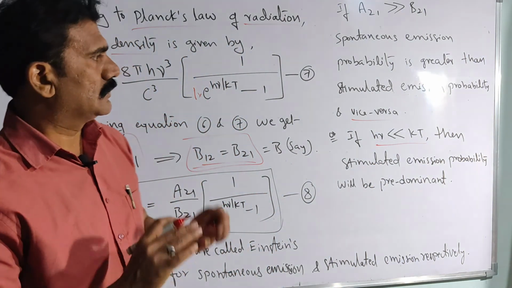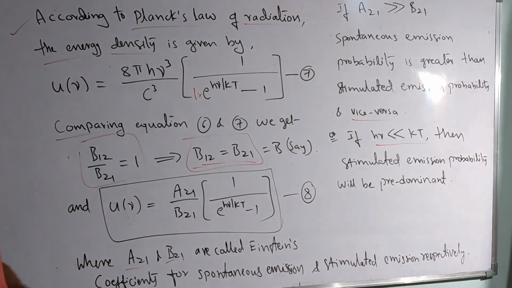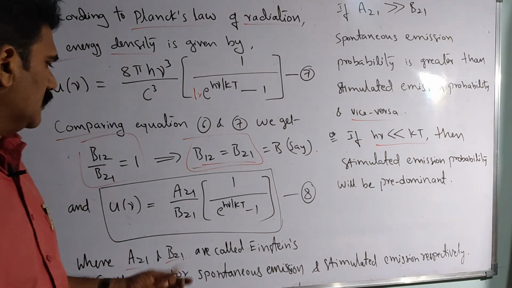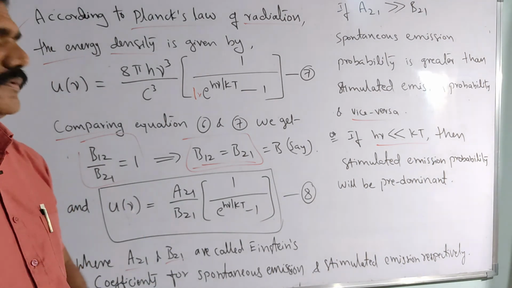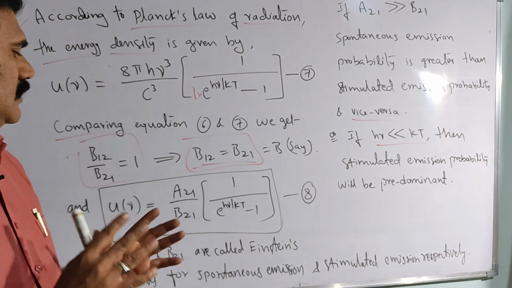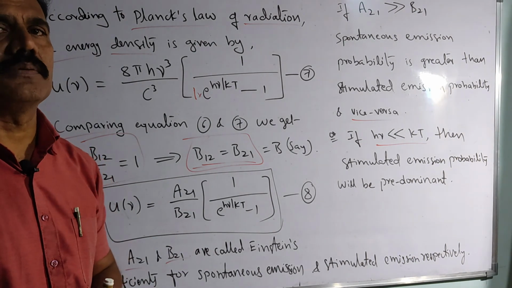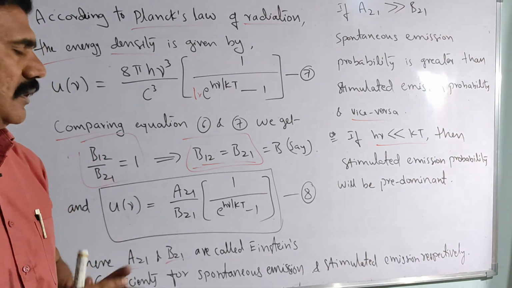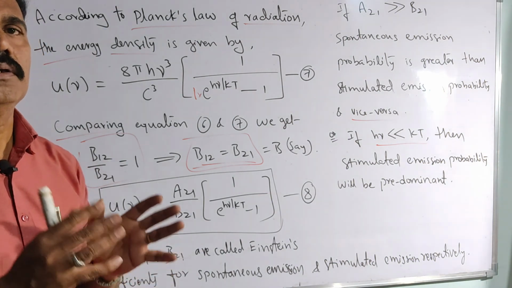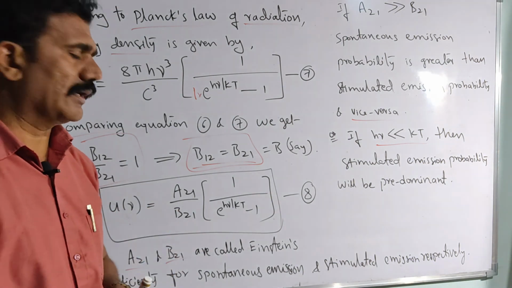Okay, so that is what actually the discussion on the expressions for Einstein's coefficients. This is very important to assess the probability of spontaneous emission or stimulated emission after the induced absorption in any atomic system. Okay, is it clear?